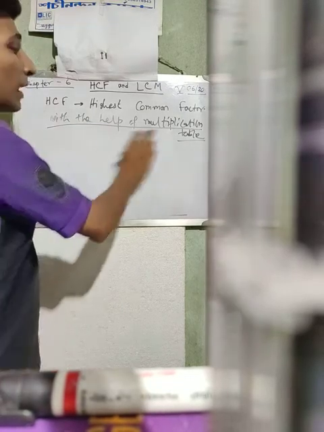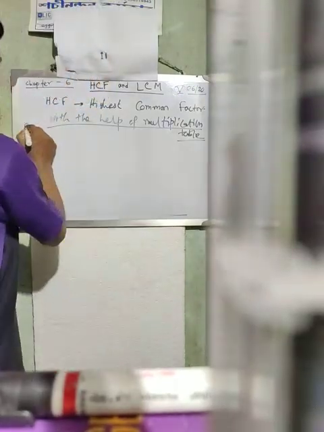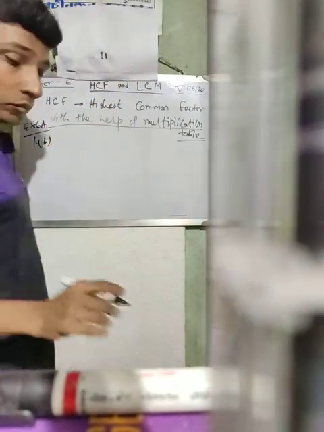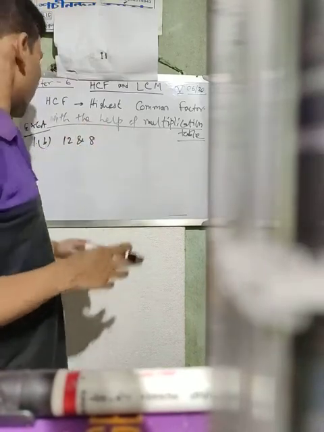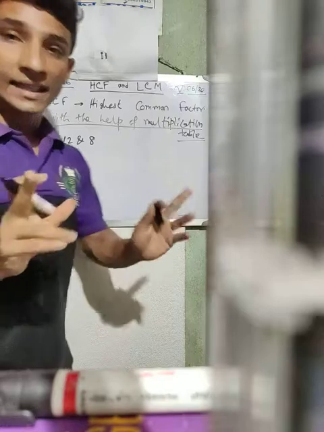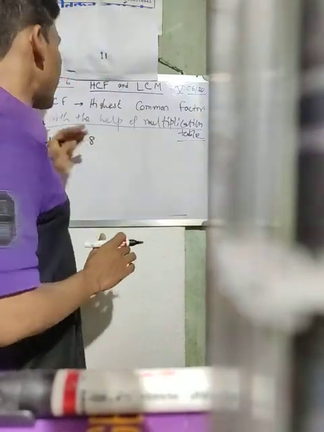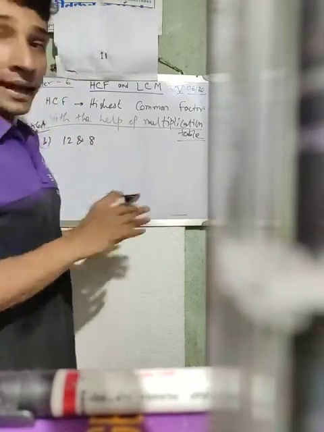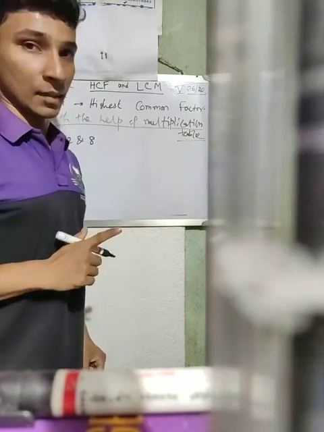Okay, so with the help of the multiplication table, I hope you have remembered the multiplication table. So exercise 6A, 1B: calculate the HCF of 12 and 8 with the help of the multiplication table. Now you see 12 and 8, these are the numbers. We have to find these numbers in one multiplication table.